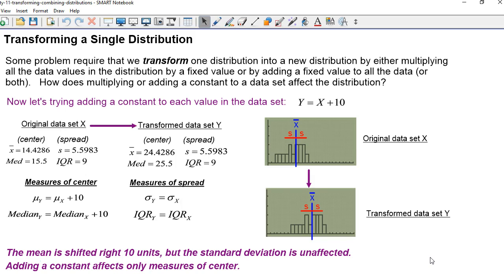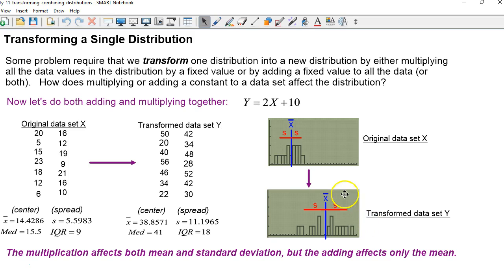And the last thing that I decided to do was to try both at the same time. What if we doubled the data and then added 10? So if we doubled the data first and then added 10, this includes a multiplier and a shift. Okay, then you can do this for yourself if you want in the calculator.